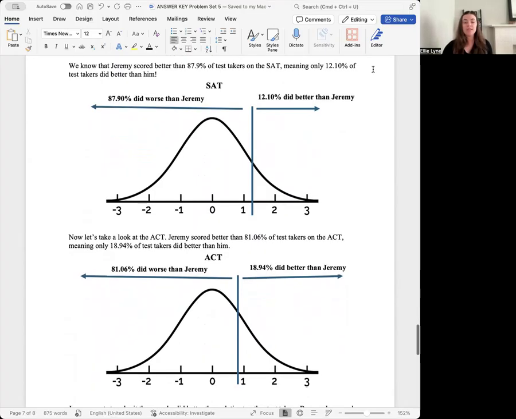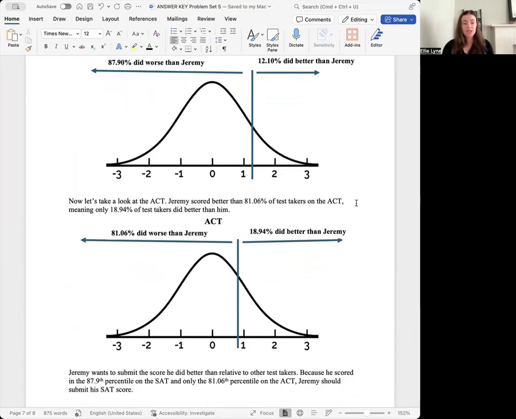We can also compare this to the percentage of test takers he did better and worse than on the ACT. So if it's more helpful for you to visualize it this way, then go ahead and do so. It's representing the same thing as the z-score, but I know some people work better with percentages and visually like this, so it's doing the same thing. So whichever one works better for you.